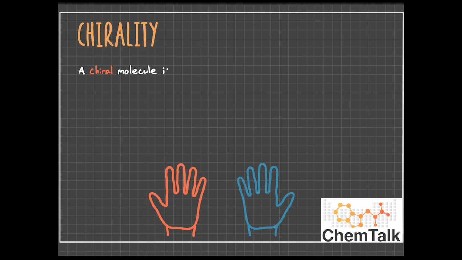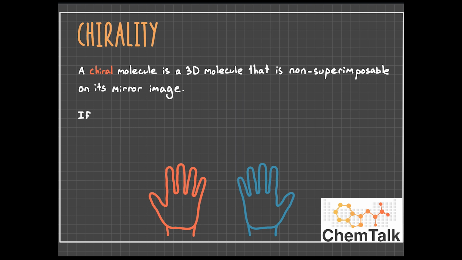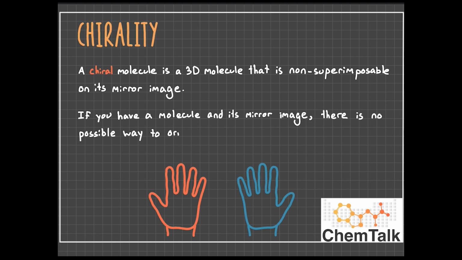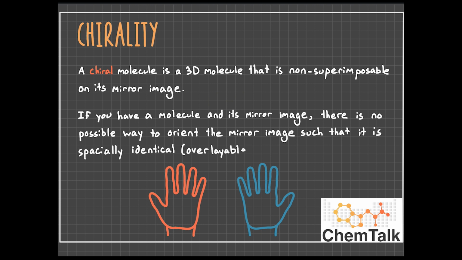A chiral molecule is a three-dimensional molecule that is non-superimposable on its mirror image. This means that if you have a molecule and its mirror image, there is no possible way to orient one molecule such that it is the same entirely as the other one, and all parts of the molecule overlap.